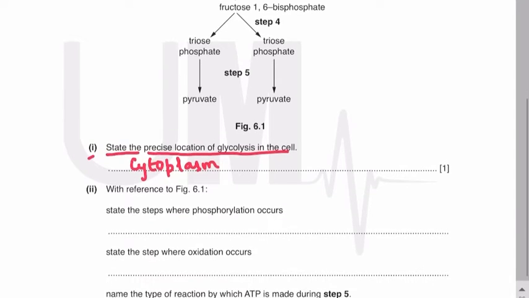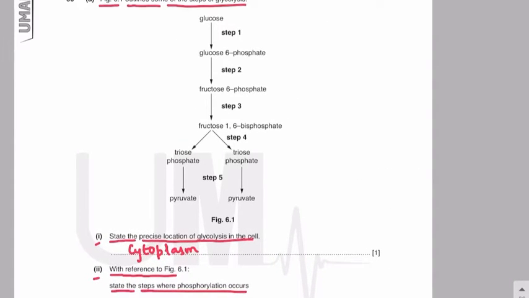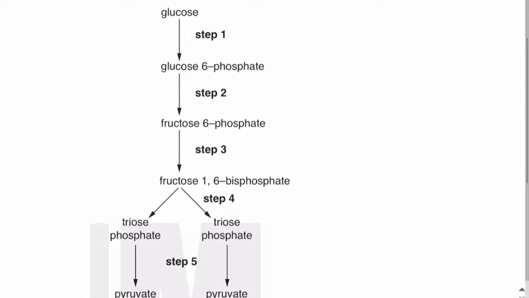Part 2. With reference to figure 6.1, state the steps where phosphorylation occurs. So guys, phosphorylation is the addition of a phosphate group. So we can see that in step 1, what happens? Glucose is converted to glucose 6-phosphate. It means phosphate is being added and phosphorylation occurs. The phosphate is added to the glucose.